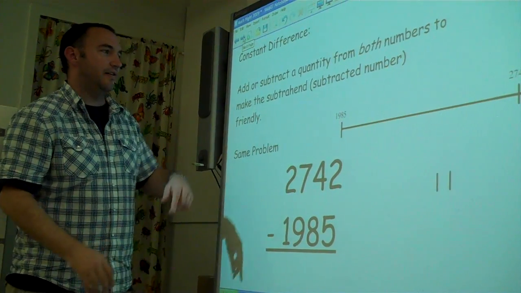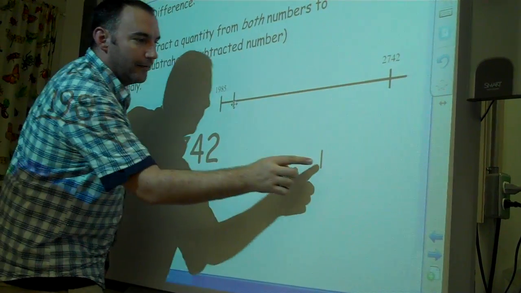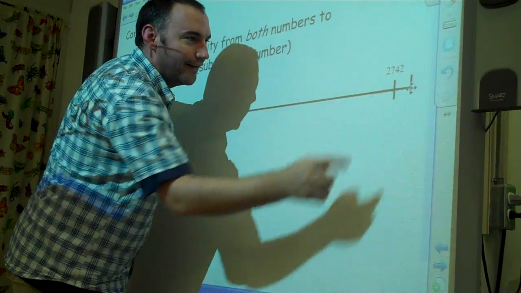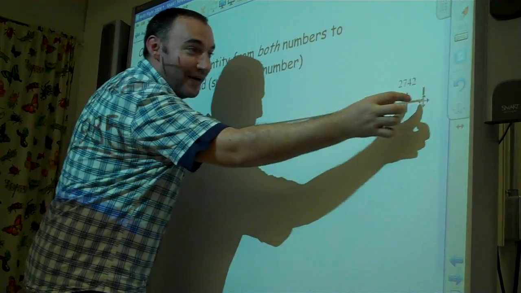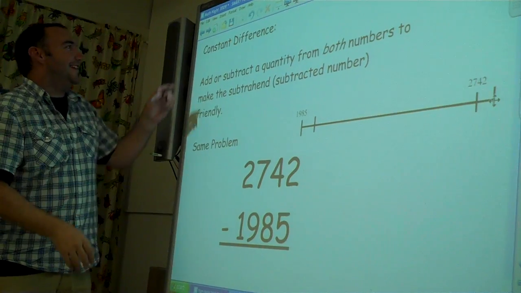All right, oh, here's my constant difference. Oh, see, I had a whole graphic all set up for it. See, why didn't I? So the distance between them remains the same when you move it up. Why do I set these things up for myself?